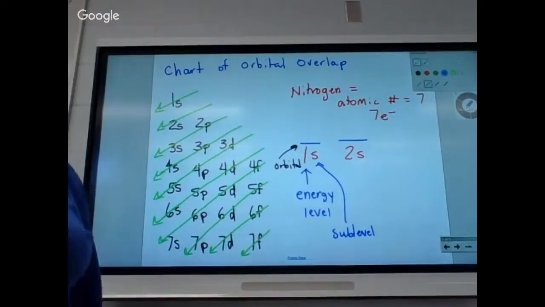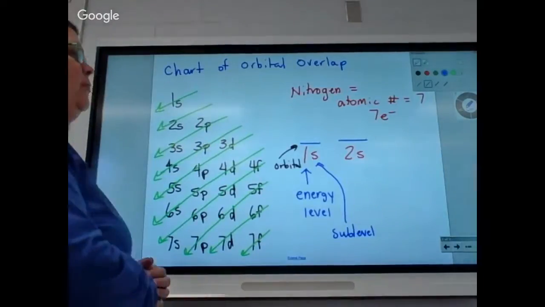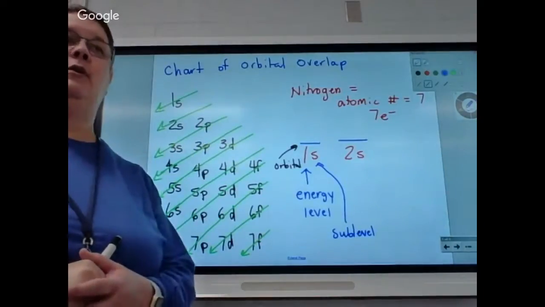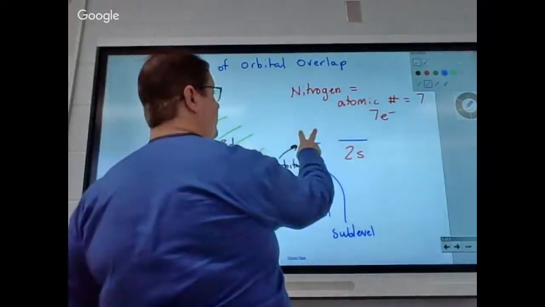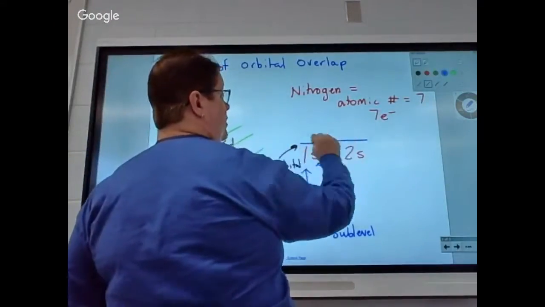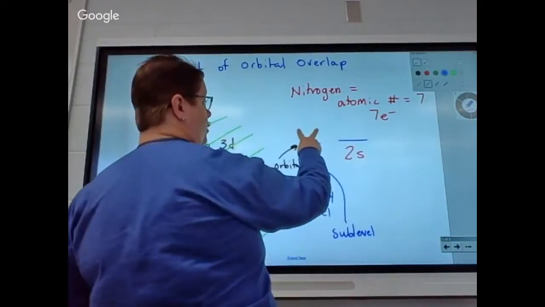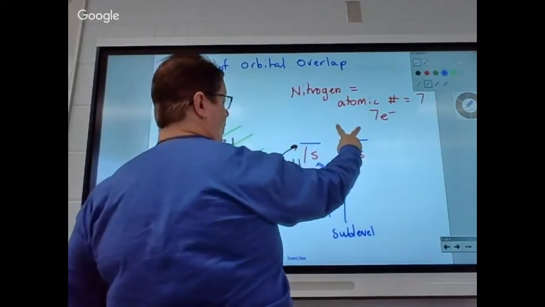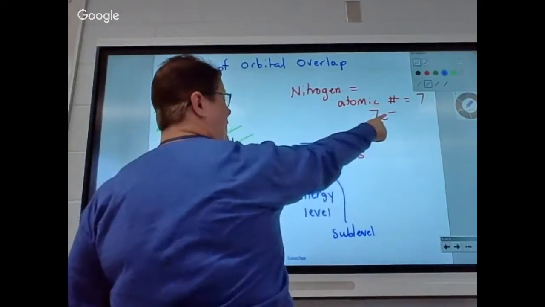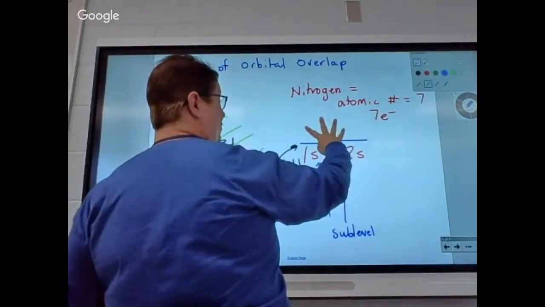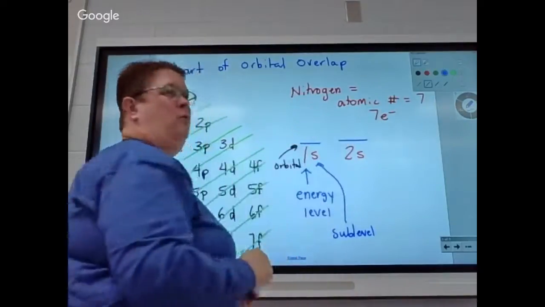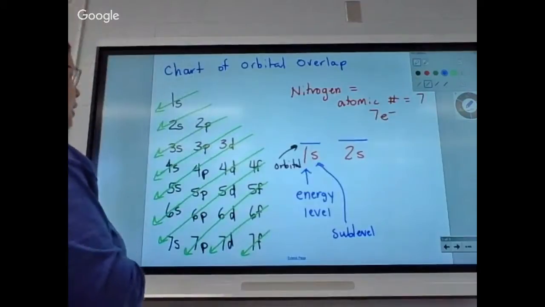Now, let me ask you this. How many electrons can I put in an S sublevel? So I can put 2 here, and I can put 2 there. So that's how many so far? 2 plus 2 is 4. How many do I need to place? 7. So I only have enough space for 4. Am I good to go? No. So back to my chart I go.